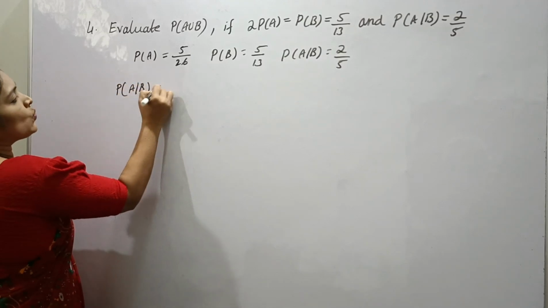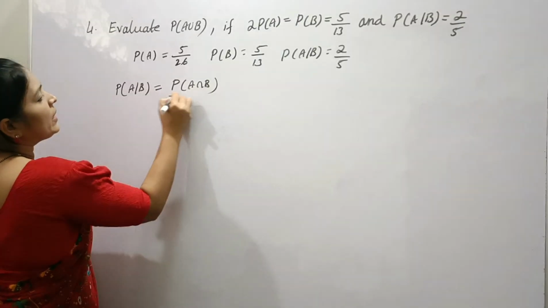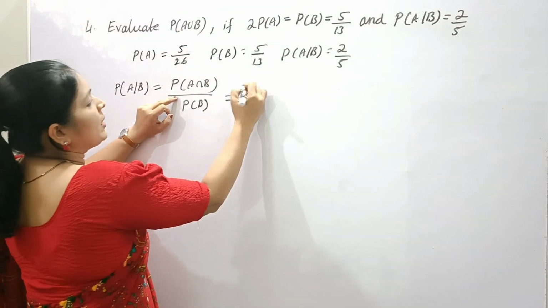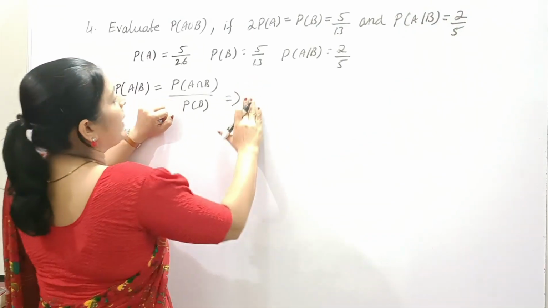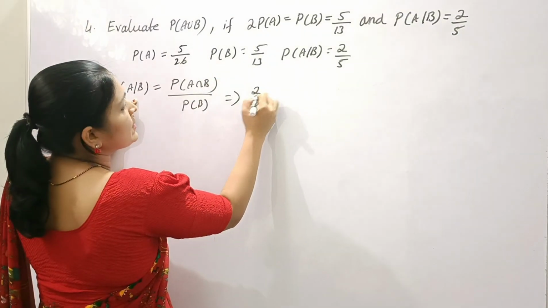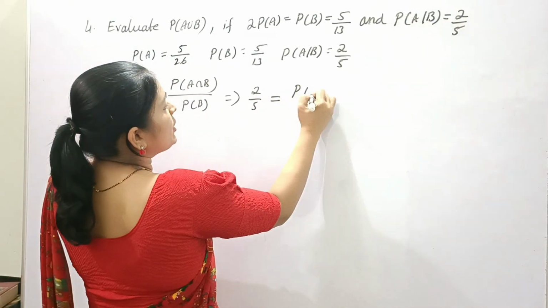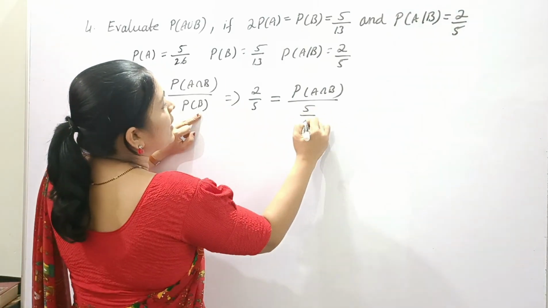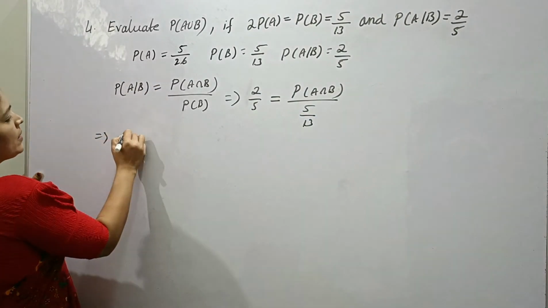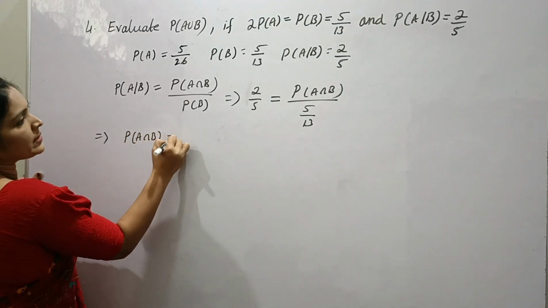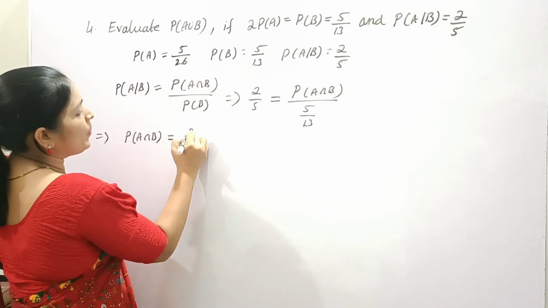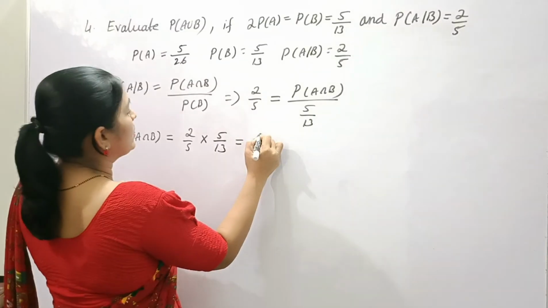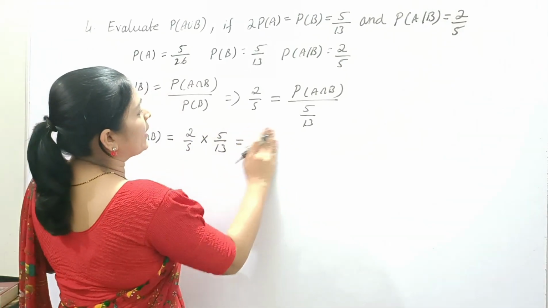Probability of A given B is equal to probability of A intersection B divided by probability of B, right? So probability of A given B is 2 by 5, that is equal to probability of A intersection B divided by probability of B, which is 5 by 30, right? That implies probability of A intersection B is equal to 2 by 5 into 5 by 30, right? 5 cancelled, so 2 by 30.